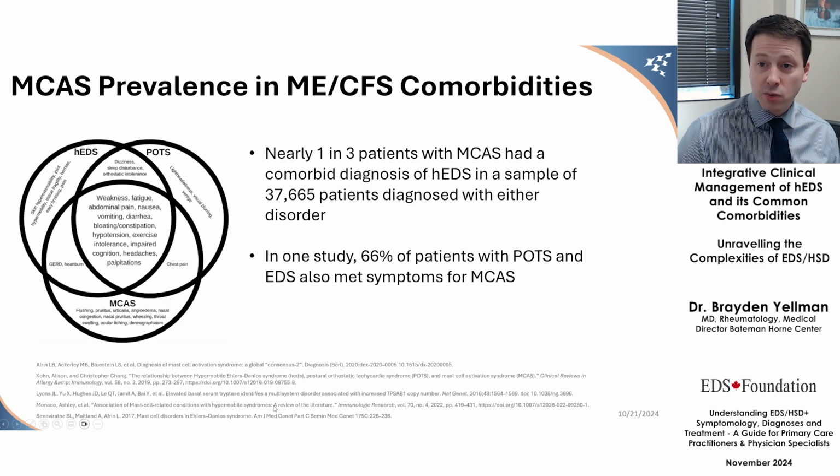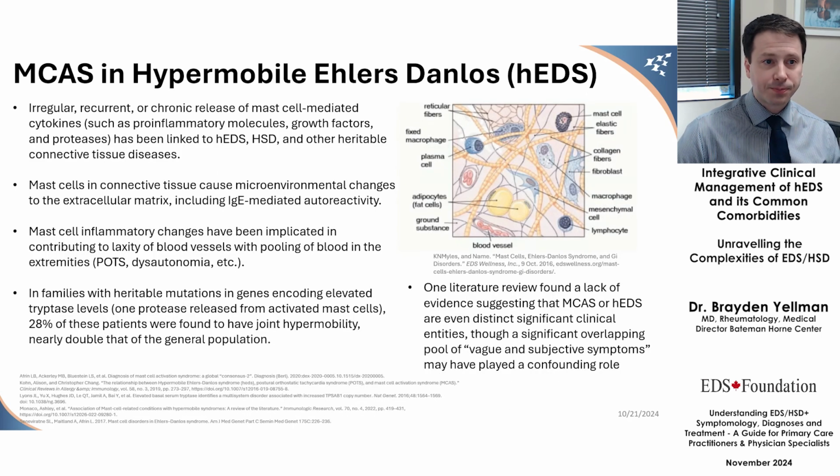Nearly 1 in 3 patients with mast cell activation has a comorbid diagnosis of hEDS in a sample of almost 38,000 patients. And in another study, 66% of patients with POTS and EDS also end up meeting criteria for MCAS. So what is the effect of MCAS in hypermobile Ehlers-Danlos? Well, we have irregular, recurrent, or chronic release of mast cell mediated cytokines such as pro-inflammatory molecules, growth factors, proteases, and these have been linked to hypermobile spectrum disorders and other heritable connective tissue disorders.